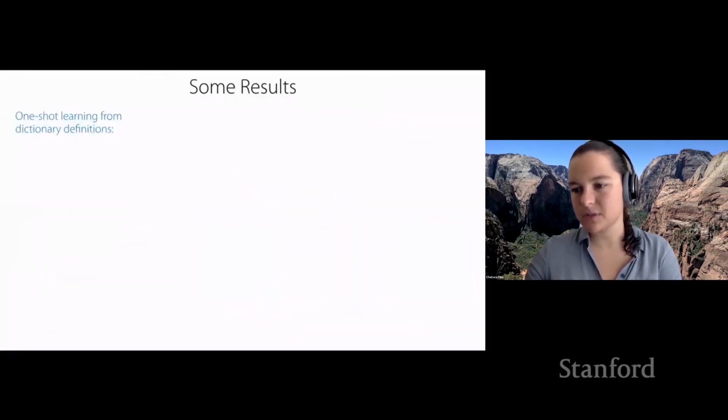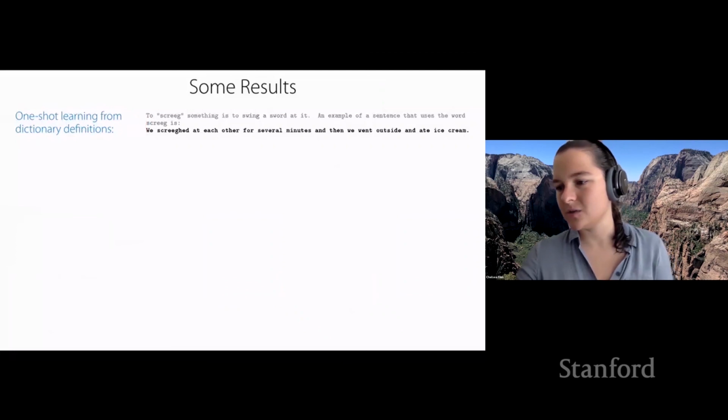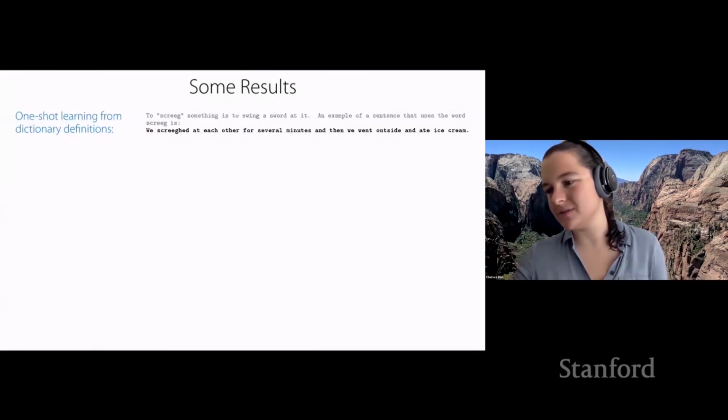And here are some results from the model. So they could do one-shot learning from dictionary definitions. The gray text essentially corresponds to D-train, and the black text corresponds to D-test for this task. So the training example is: to scree something is to swing a sword at it. An example of a sentence that uses the word scree is... And then what the model produces is: we screeed at each other for several minutes and then went outside and ate ice cream.